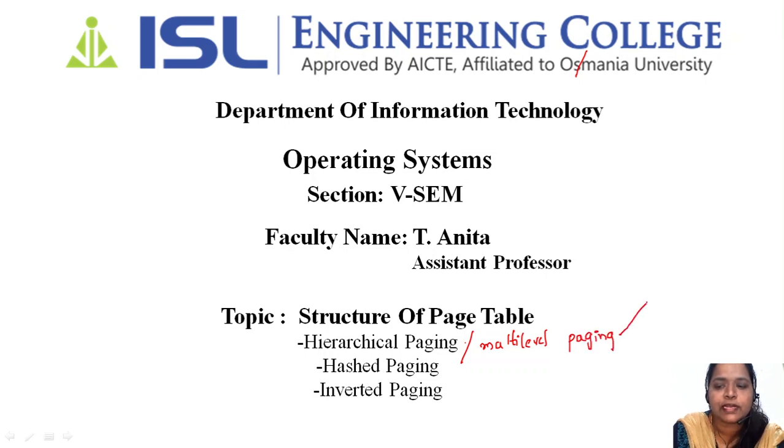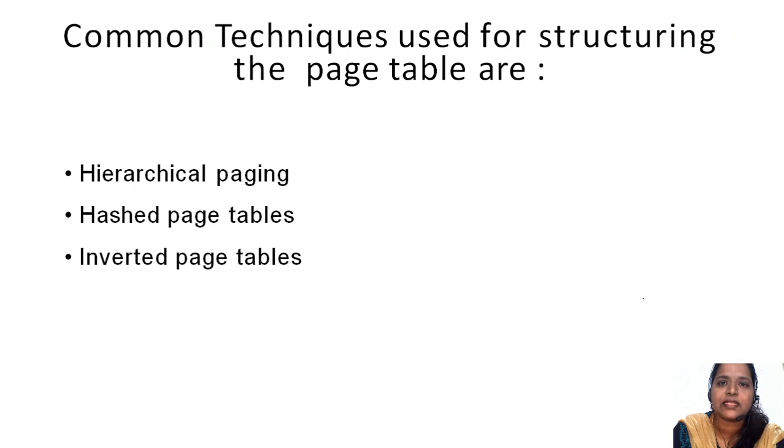In this multi-level paging, we are going to have two things, that is two-level paging and three-level paging. Hierarchical paging we can also call multi-level paging. Multi-level paging, in the sense, we have two-level paging and three-level paging. The next one is hashed paging, and the third one is inverted paging. So these are the three different page tables we have: hierarchical paging, hashed paging, and inverted paging.